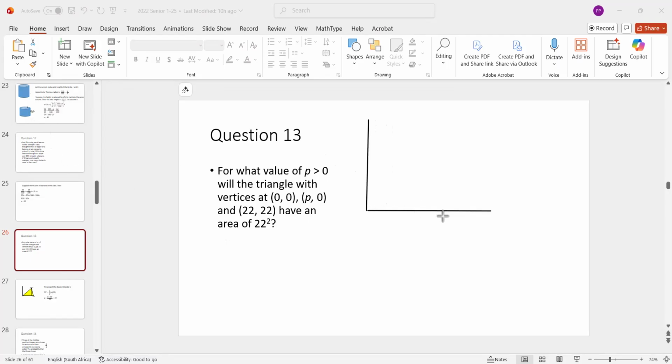The vertices of the triangle are 0, 0. So the x equals 0, y equals 0. So this is one vertex. The other one is p, 0. So in other words, the y coordinate is 0. So the y coordinates are 0 along the x-axis. So there's a point here, p, 0. Oh, p, 0 means that this length here is p. Let's put it down straight away.